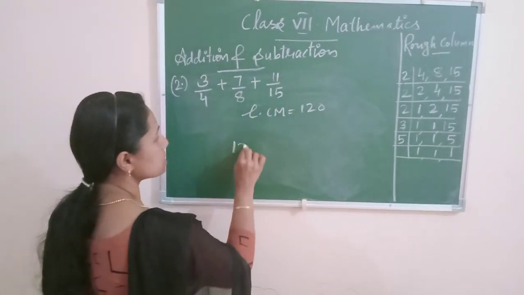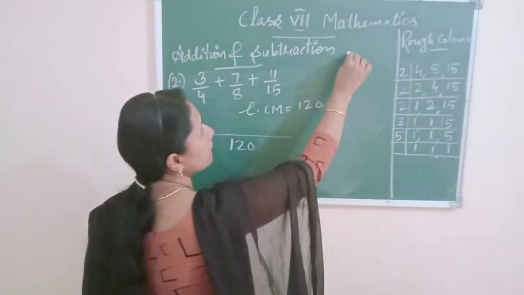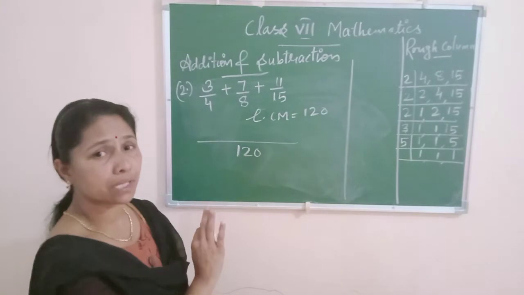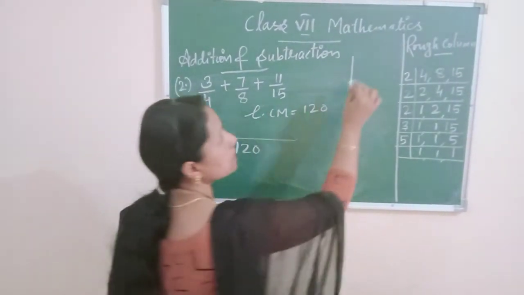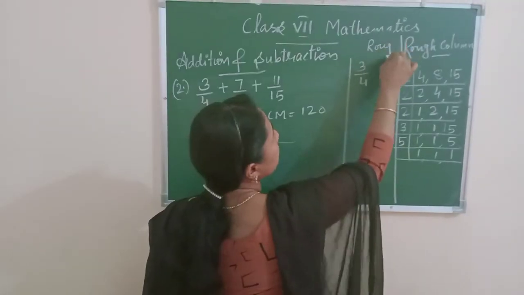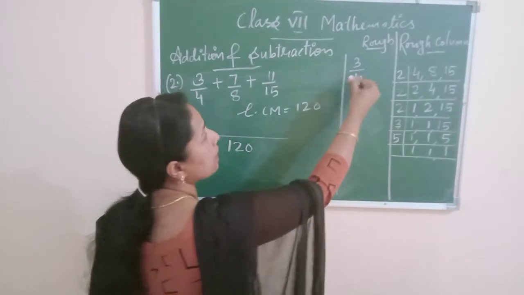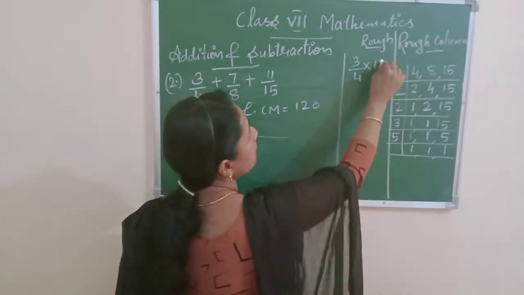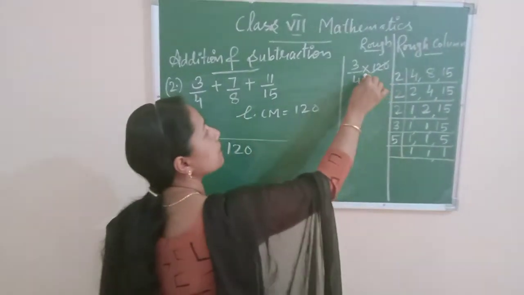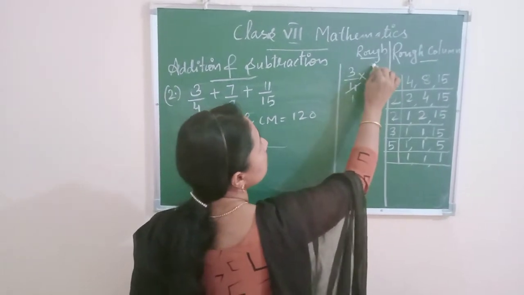Now see the solution here. 120 is taken as the common denominator, and now we are changing the numerators. Numerators also should be changed. So for changing the numerator, take the first fraction 3 upon 4. This one you can do in the rough column, it is rough work. Taking the first fraction 3 upon 4, this fraction should be multiplied by the LCM. 120 divided by 4, 30 will come.